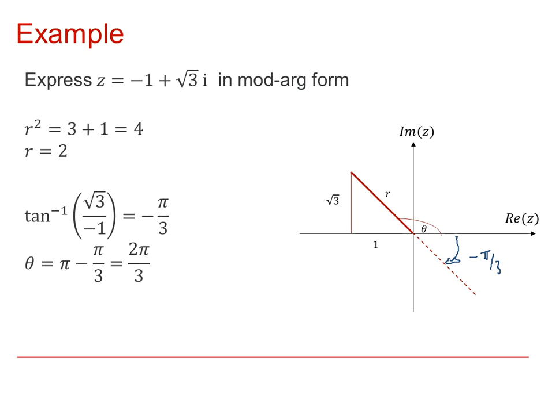So we've got the modulus of 2, the argument of 2 pi over 3. And therefore, putting those into our form of the modulus and argument form, you can see that there we've got r is equal to 2, and here we've got cosine theta plus i sine theta. So converting from Cartesian to modulus and argument form of a complex number.